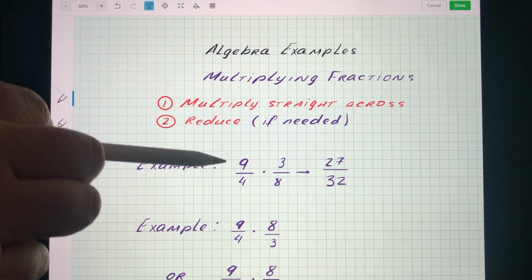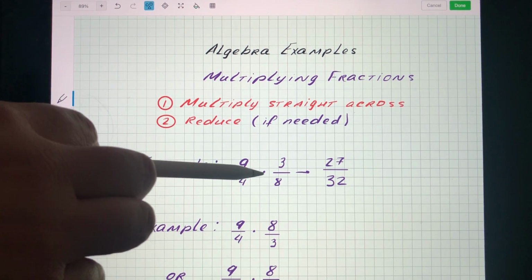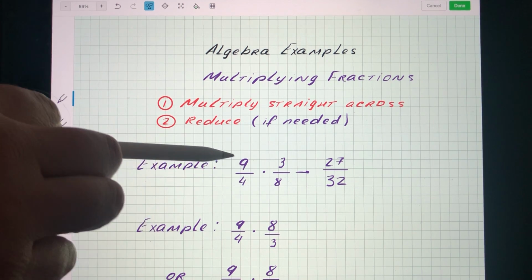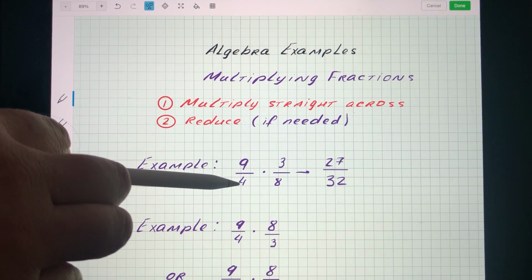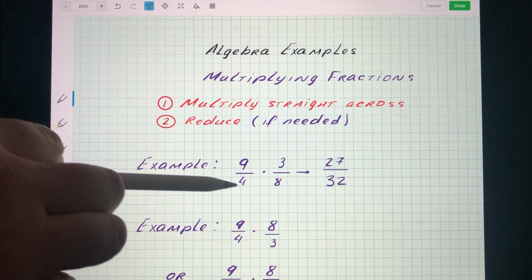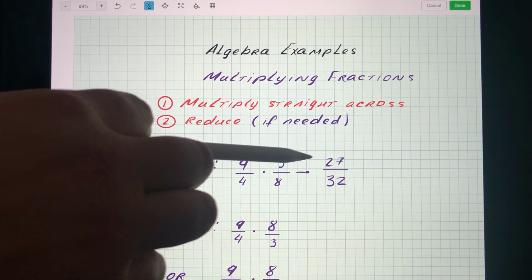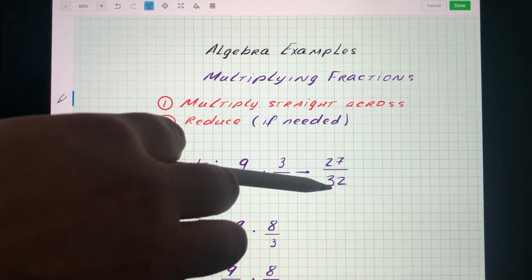We can see that because 9 and 4 does not reduce, 3 and 8 does not reduce, 8 and 9 does not reduce, 4 and 3 does not reduce. Which means there is no way to simplify this fraction to begin with, which also means after we multiply, it will not be possible to reduce the fraction. So this is as simple as it's going to be.